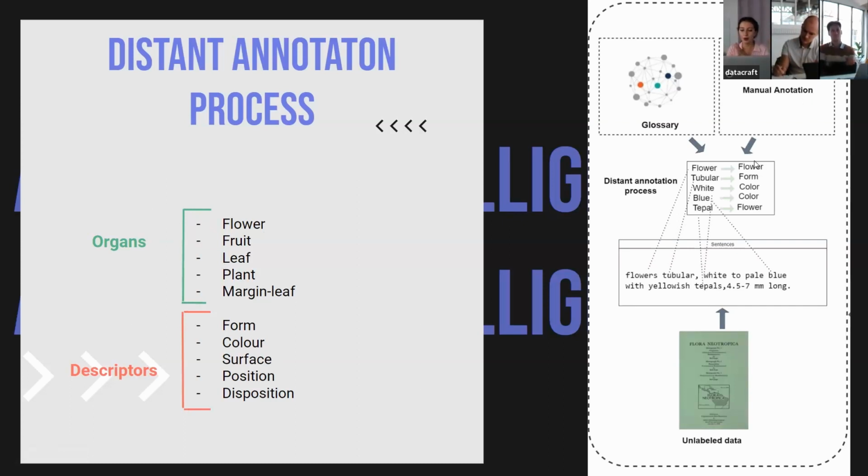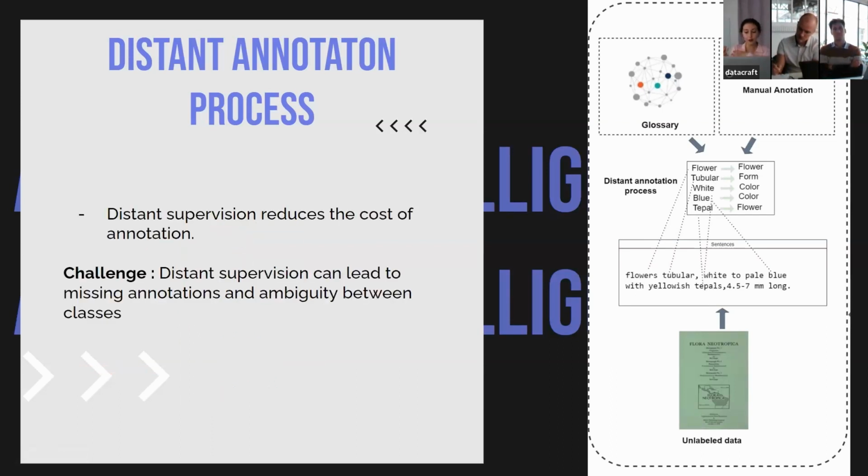So once the manual annotation of the glossary is done, what we do is that we project that glossary into our unlabeled textual descriptions. And thus we will have an annotated data set. This annotation is a distant annotation, so even though it helps us reduce the cost of annotation, we have to keep in mind that the distant supervision can lead to noise in the annotations, since we highly depend on the length of the glossary here.